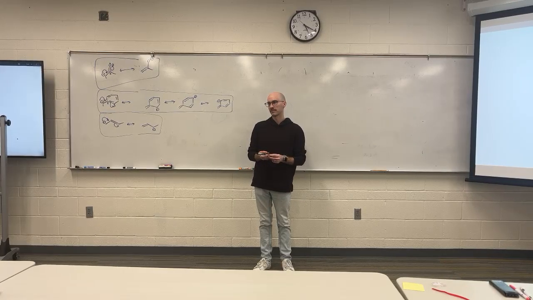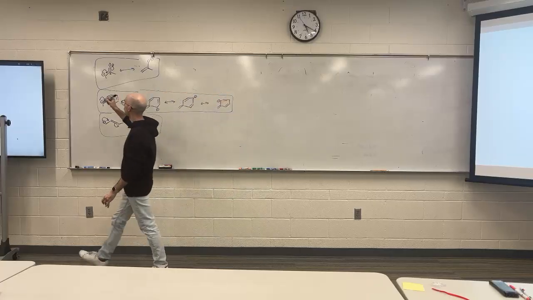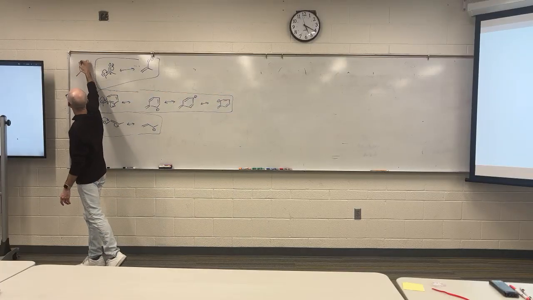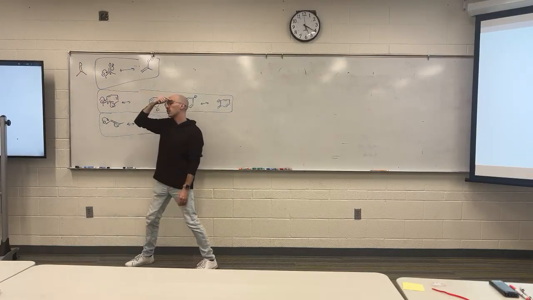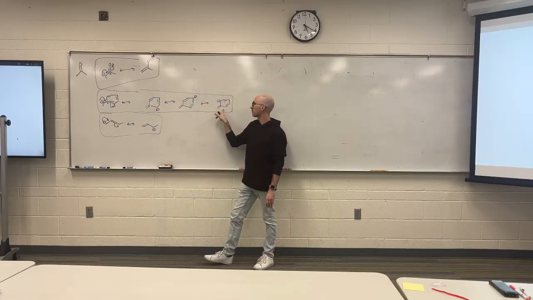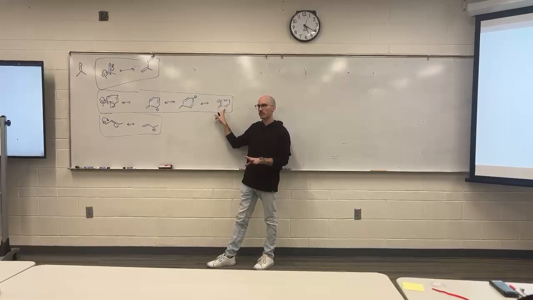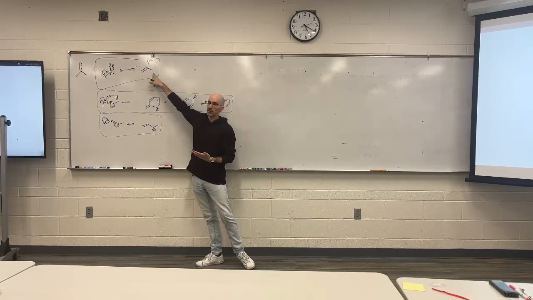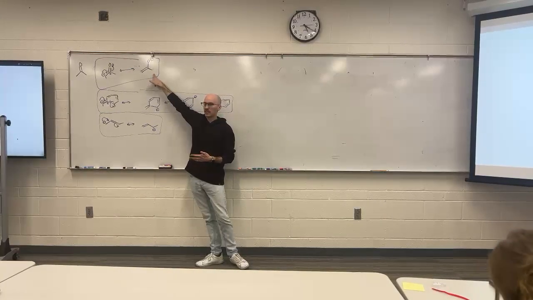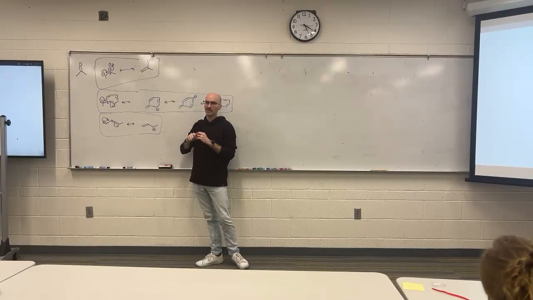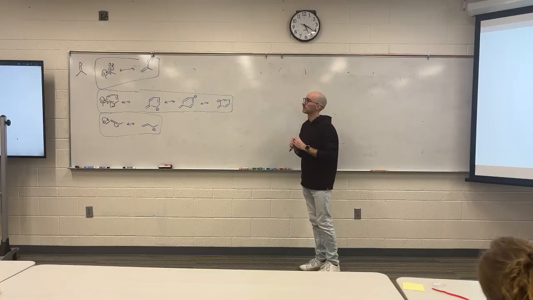Because I would think that the one that has more resonance forms would be the more stable base. Right, so we would think that this should be the most stable because it has the most forms. But every single form places the negative charge on carbon. It's more favorable to place that negative charge on oxygen, even if it has fewer resonance forms.